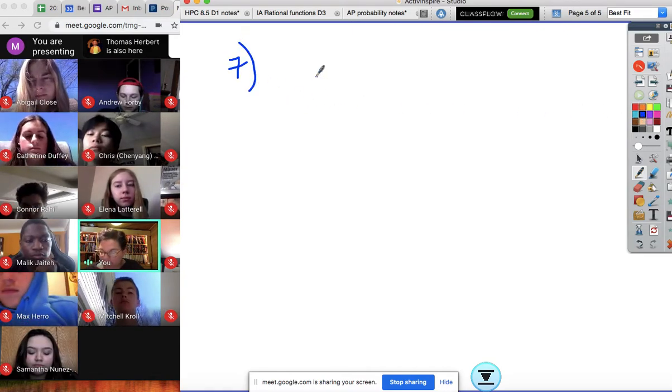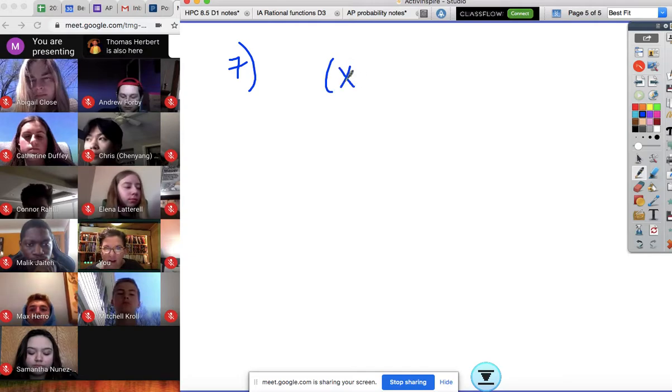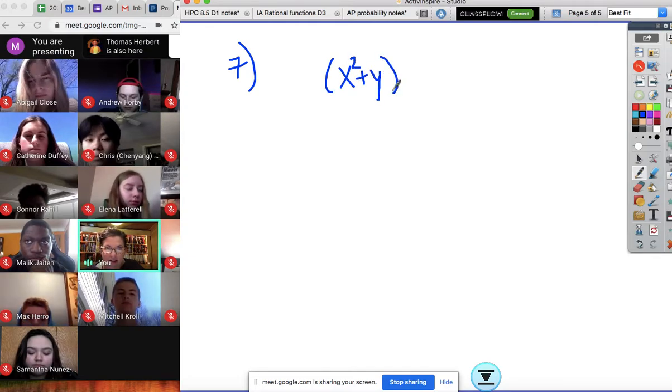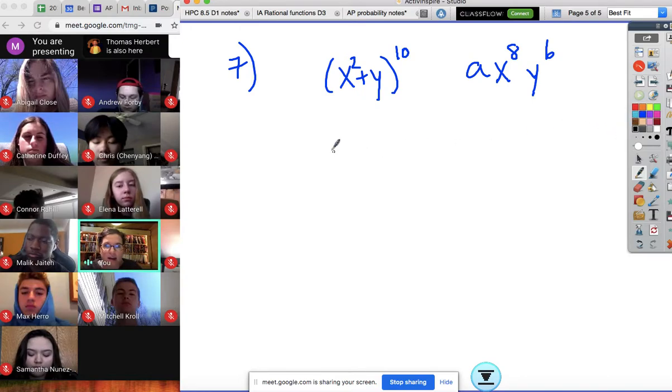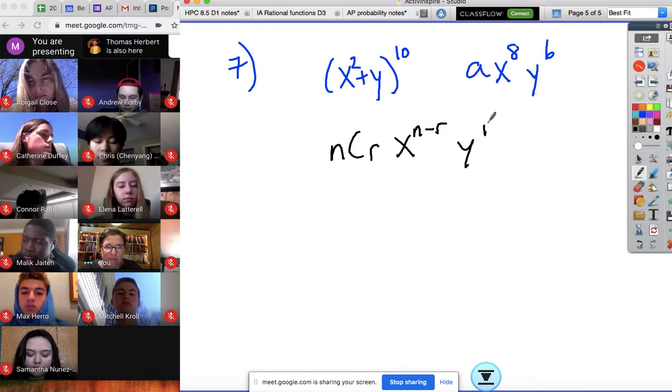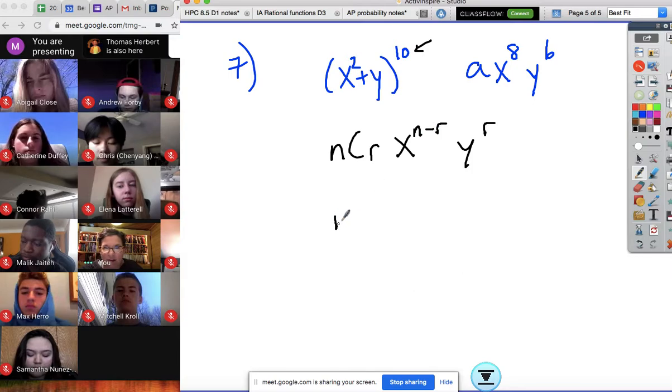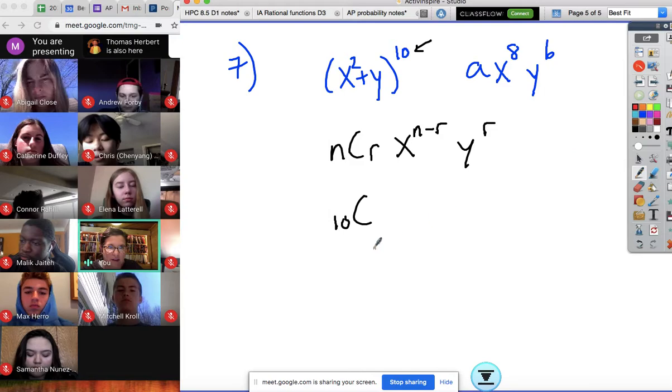Number 7 was x squared plus y to the 10th. And your term that you were trying to find was a x to the 8th, y to the 6th. All right, so again, with our formula, we know that n is 10. That's your giveaway. That is your row of Pascal's triangle. So it's 10 choose something. I will figure that out in a moment.